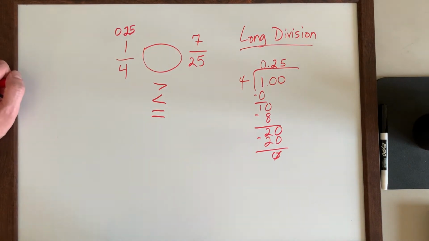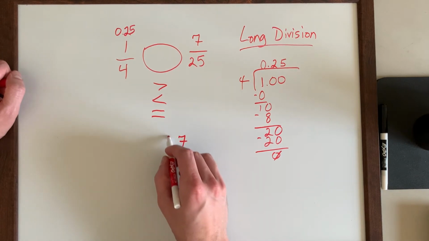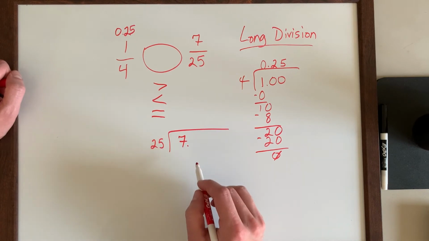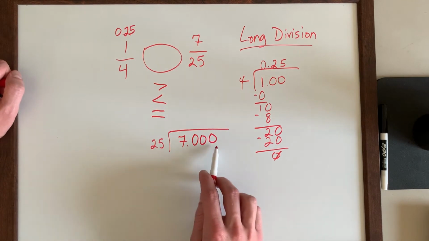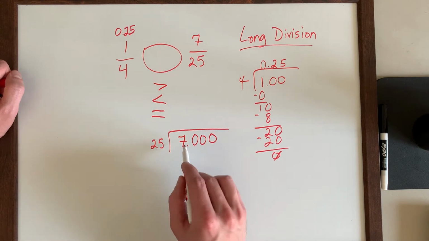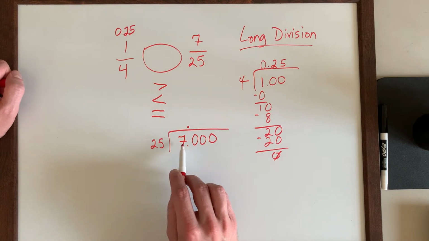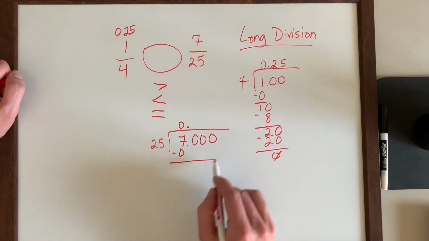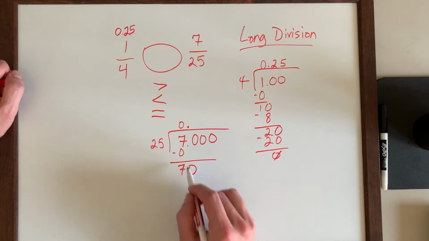Let's do the same thing with 7 over 25 and see what happens. 7 divided by 25. Okay, I'm going to add a decimal and a couple of placeholder zeros. I'm going to put 3 in there. I'm not sure exactly how many I'm going to need, but we'll see as we do the problem. Let's move the decimal up into the quotient so that it's in the right place. 25 goes into 7 0 times. Now let's bring down the 0 here.